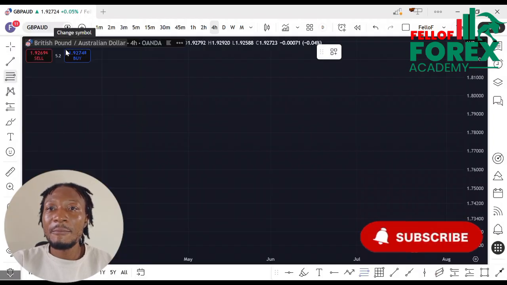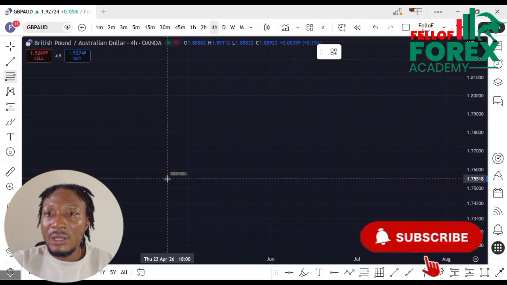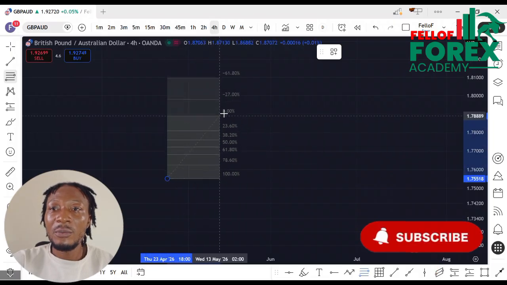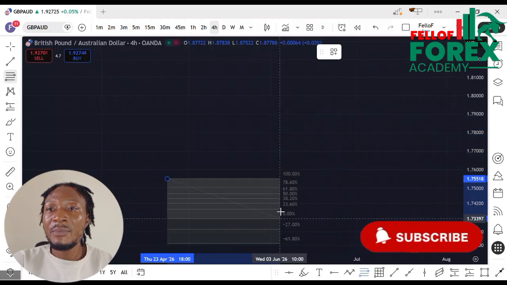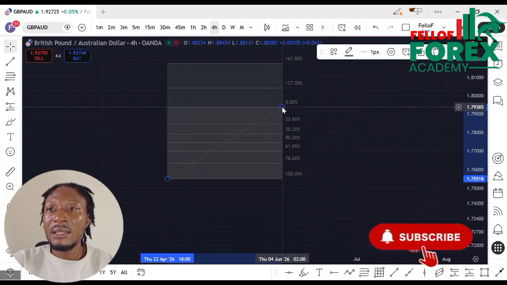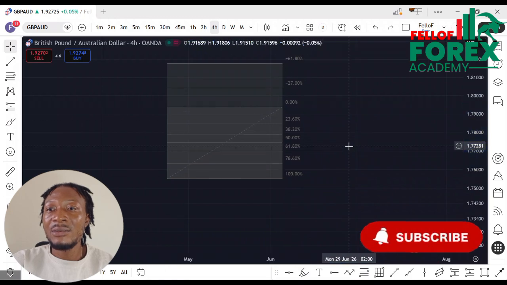So once you click on it, it comes like this. You have to click twice. Once you click the first time, you have the ability to move it up or down depending on the trend. Now you click the second time, automatically it stays on the chart.